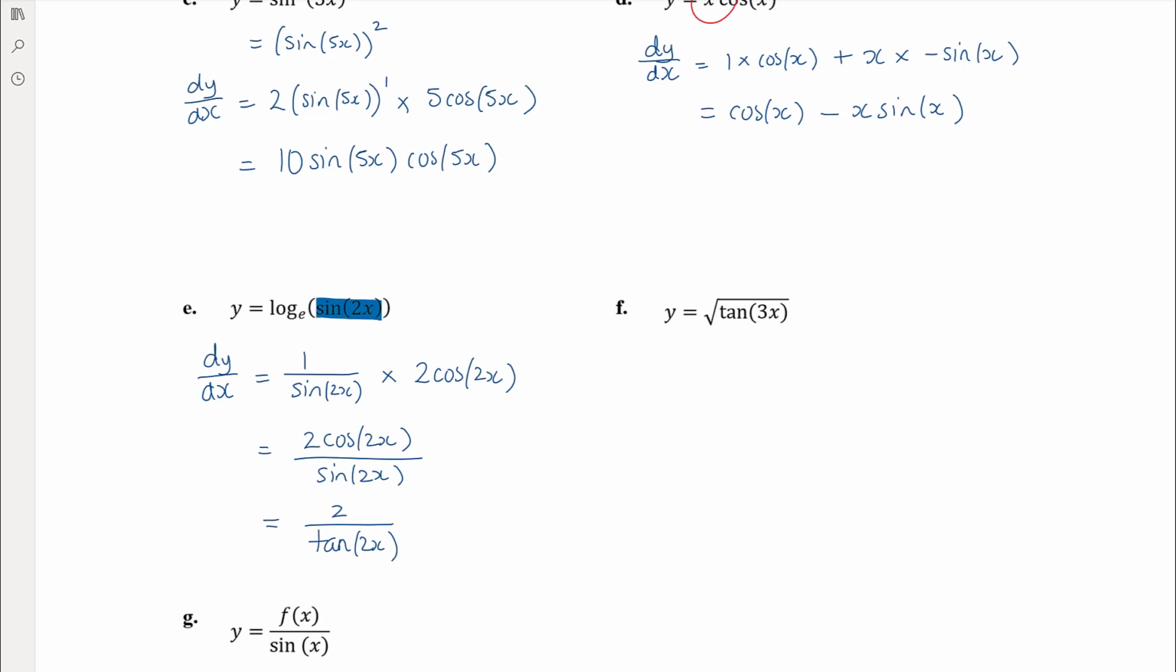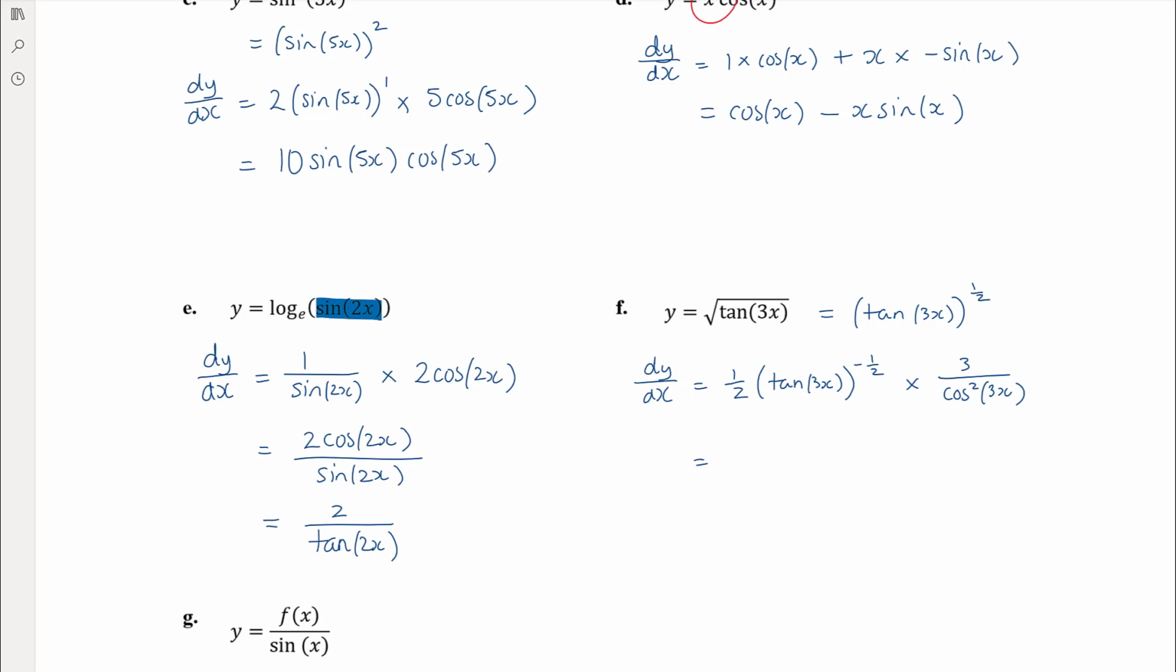Okay, part F. Again, you're going to want to use the chain rule here. You've got tan of 3x all to the power of a half. So the derivative is going to be half tan of 3x to the minus a half, multiplied by the derivative of tan of 3x, which is going to be 3 over cos squared 3x. So derivative of tan of x is 1 on cos squared x. Derivative of tan of 3x is 1 on cos squared 3x multiplied by the derivative of 3x, which is 3, which is where that 3 on the numerator comes from.